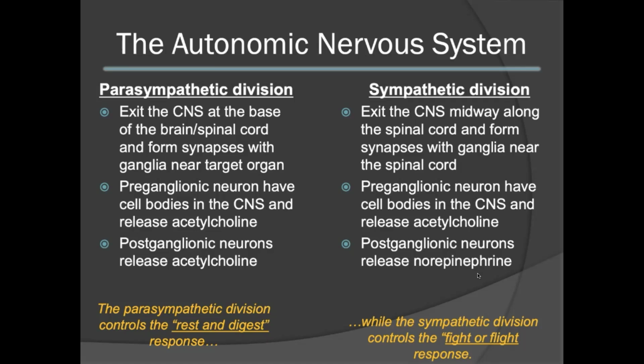When the neurons from the sympathetic division exit the CNS, they will form synapses with ganglia near the spinal cord, as opposed to near the target organ in the parasympathetic nervous system. Preganglionic neurons in the sympathetic division have cell bodies that are located in the CNS, and they typically release acetylcholine, which is similar to what we see in the parasympathetic division. However, in the sympathetic nervous system, postganglionic neurons will release norepinephrine.